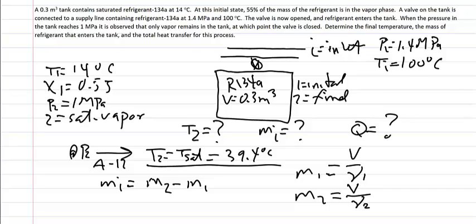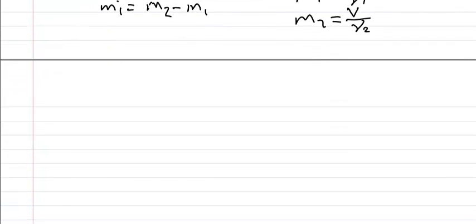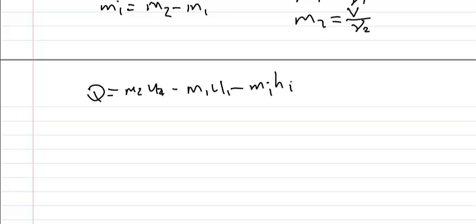Now, what about finding the heat transfer for this particular problem? Well, this is a charging problem, and to find the heat transfer, we simply have to use the first law of thermodynamics. So the first law for charging problems is basically the following. The amount of heat transfer into the system, Q, is simply going to equal the mass at 2 times the internal energy at 2, minus the mass 1 times the internal energy at 1, and then minus the mass at the inlet times the enthalpy at the inlet. This is our equation for a charging problem.